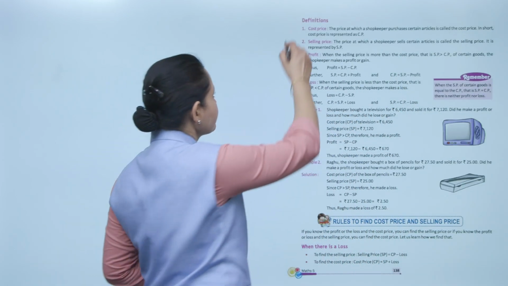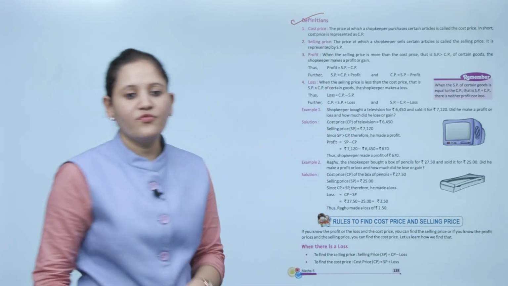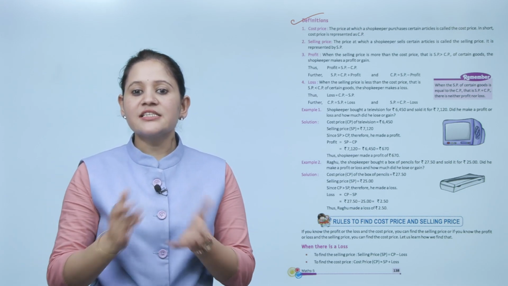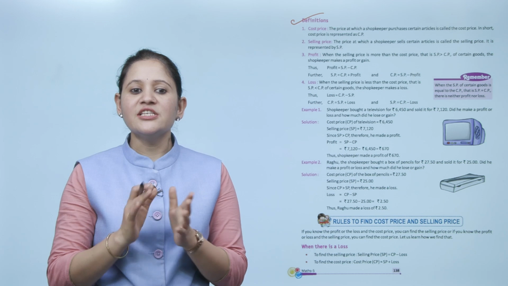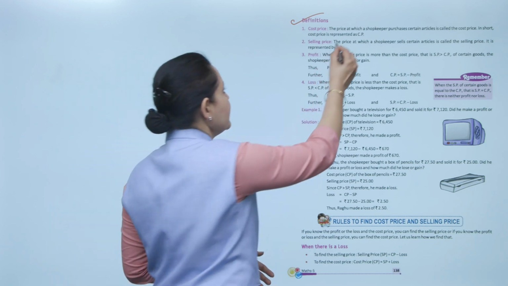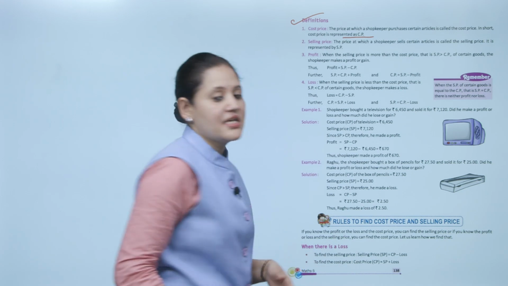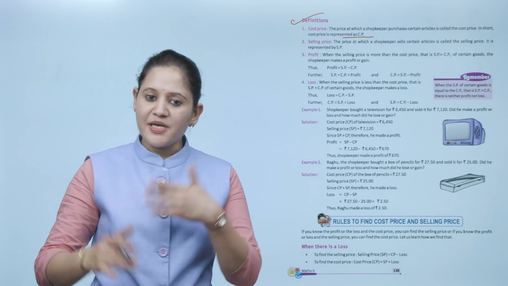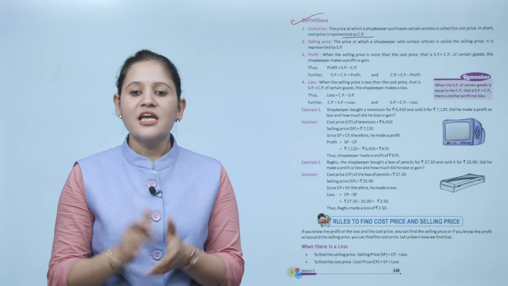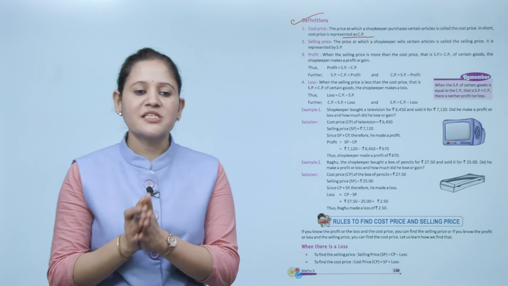Definitions. What is cost price? The price at which the shopkeeper purchases a certain article is called the cost price. In short, cost price is represented as CP. CP means cost price. Selling price, the price at which he sells. The price at which the shopkeeper sells certain articles is called the selling price. It is represented by SP.